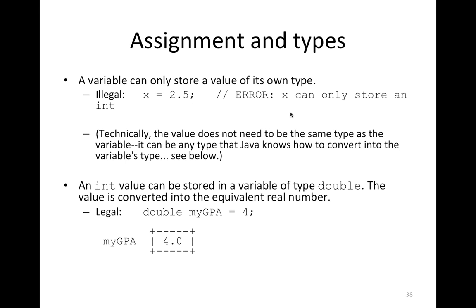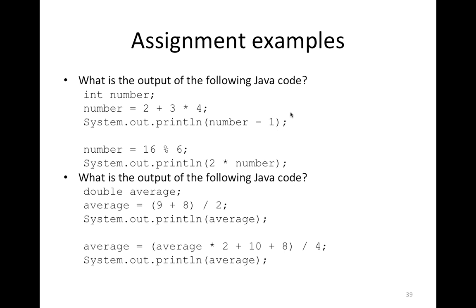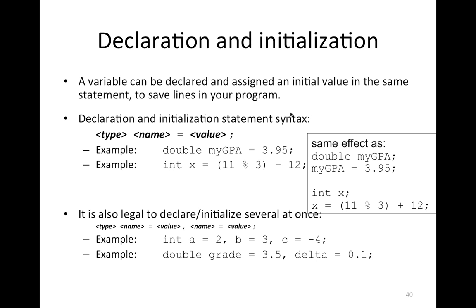Now with auto boxing and unboxing, all these are being taken care of. So what is the output of the following Java code? You can take a look at this. I'm not going to talk about it now. Feel free to ask me any questions if you run into problems while executing, but please do execute all these before next class. That means not tomorrow, but next week probably.